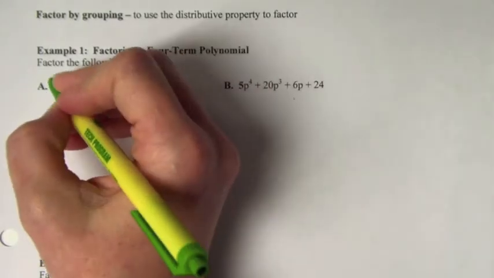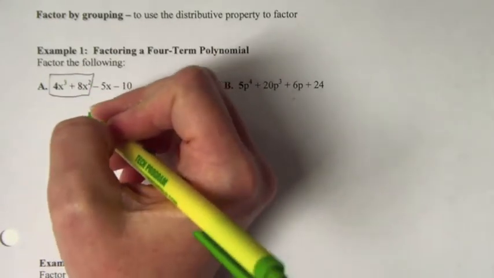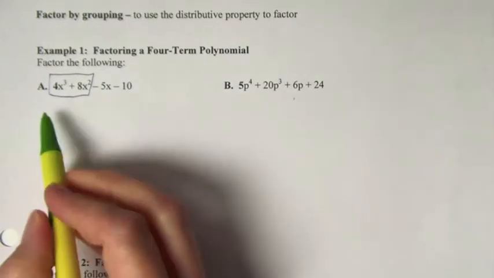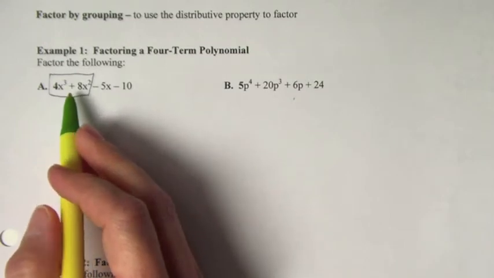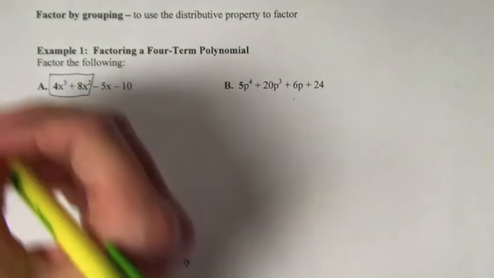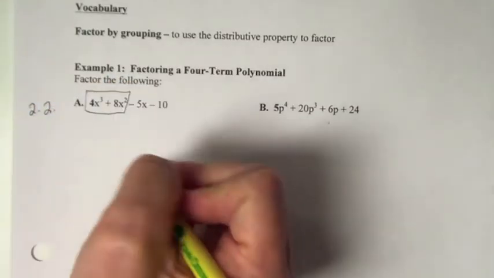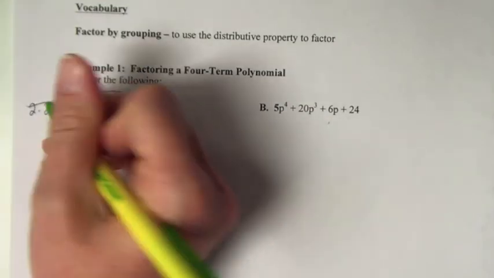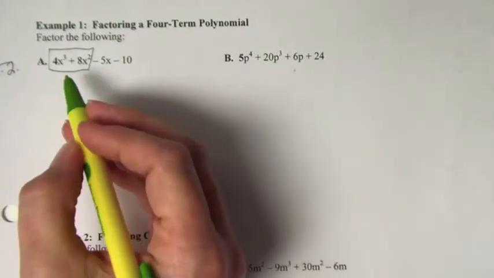So what we do is we first look at this first group, 4x cubed plus 8x squared. We're going to factor that separately. So we're going to look at 4x cubed plus 8x squared to see what our greatest common factor is. Now, I know a lot of you are used to writing this out where you do 2 times 2 times x times x times x and all that. You need to start figuring out how to do it without having to break it down like that. So we're going to begin that process.